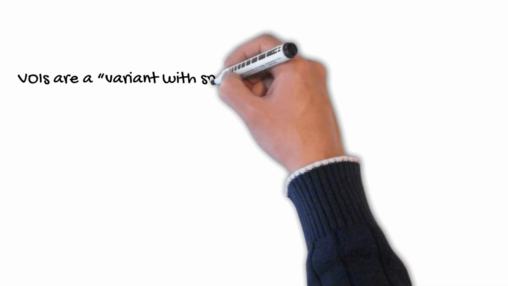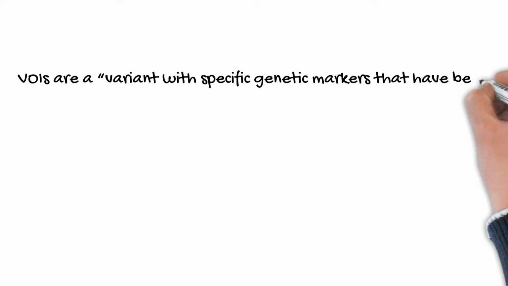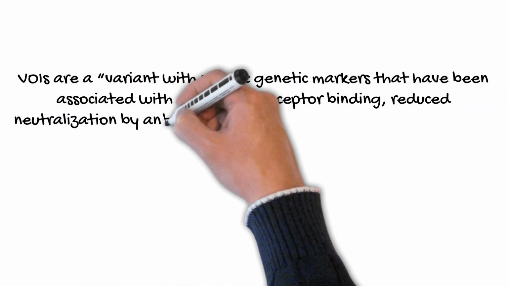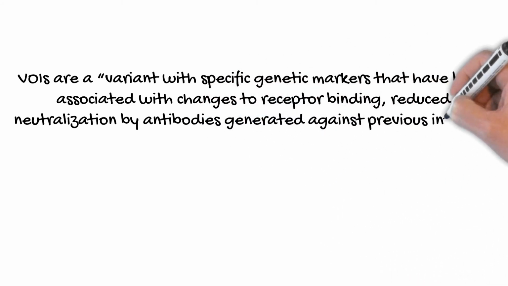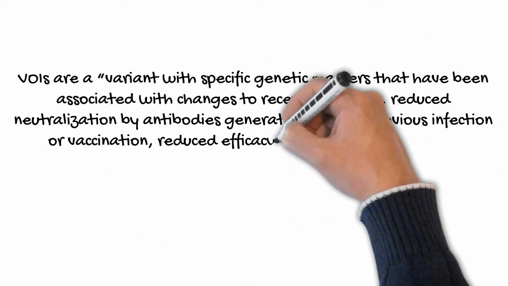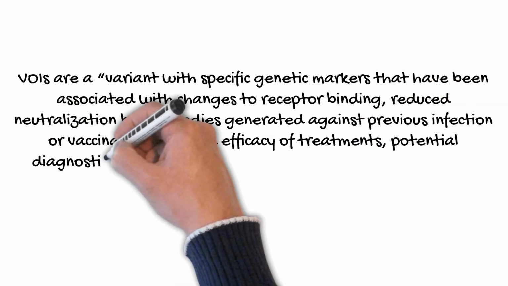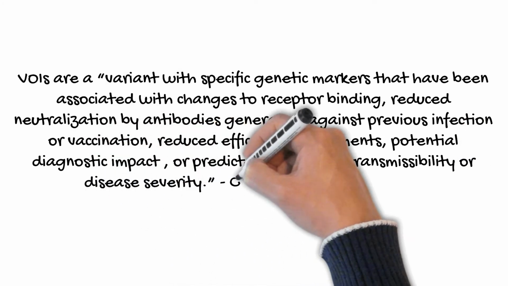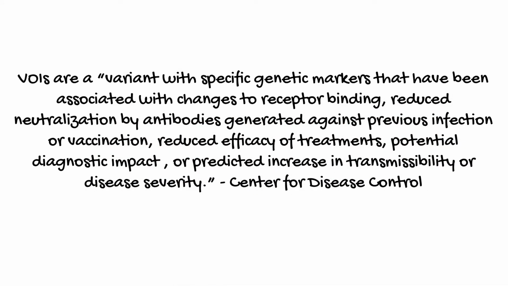Now, for accuracy, I'm going to quote this definition directly from the CDC. Variants of interest are, quote, a variant with specific genetic markers that have been associated with changes to receptor binding, reduced neutralization by antibodies generated against previous infection or vaccination, reduced efficacy of treatments, potential diagnostic impact, or predicted increase in transmissibility or disease severity, end quote.